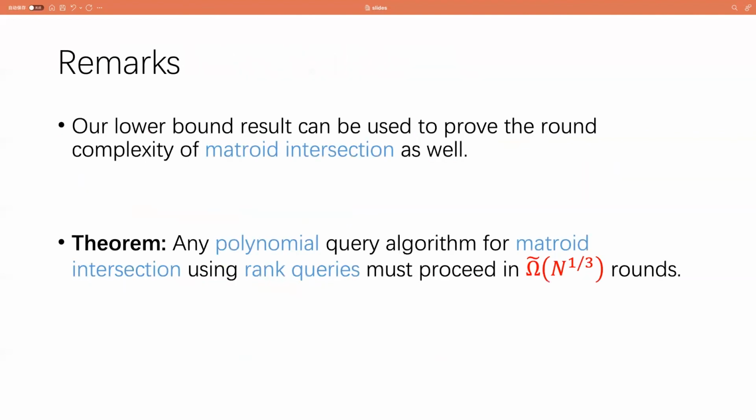Finally, it is worth noting that our lower bound result can also be used to prove the round complexity of matroid intersection as well. And we prove that any polynomial query algorithm for matroid intersection that uses rank queries must proceed in Ω̃(n^{1/3}) rounds as well.